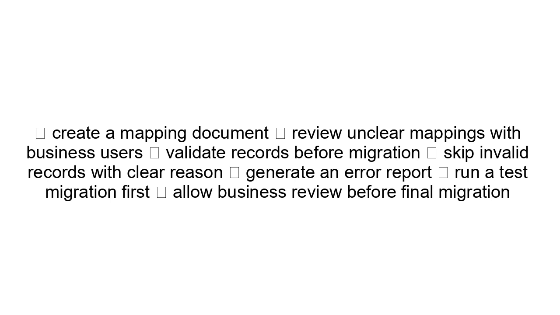I proposed a safer migration approach. Check. Create a mapping document. Check. Review unclear mappings with business users. Check. Validate records before migration. Check. Skip invalid records with clear reason. Check. Generate an error report. Check. Run a test migration first. Allow business review before final migration.